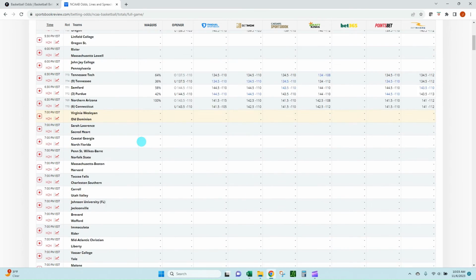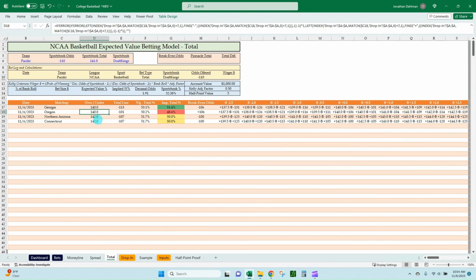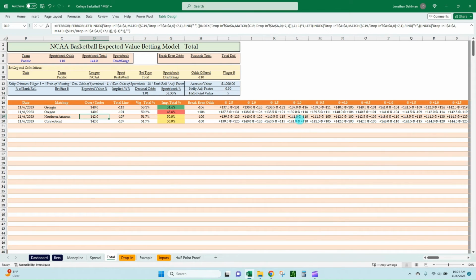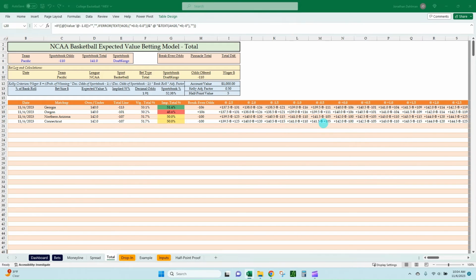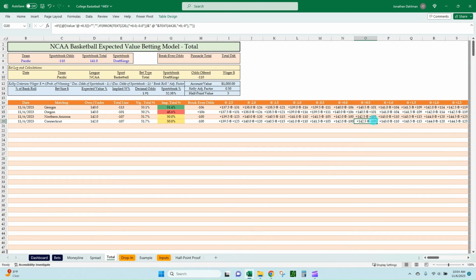So we could look at this Northern Arizona Connecticut game actually. So that is at 142. And so we can see BetRivers is at 141 at minus 112. Let's see what that looks like. So that is not an EV bet. 42.5. Nope, no EV bet there.